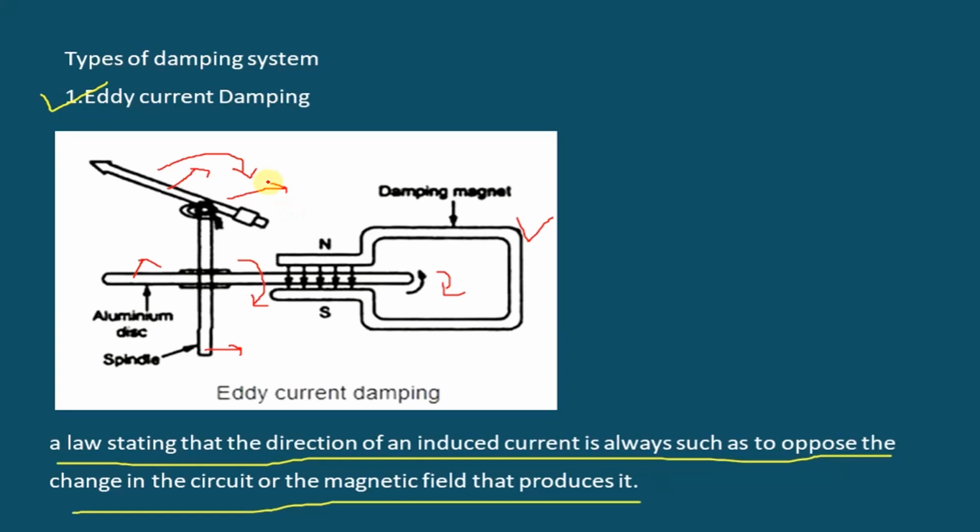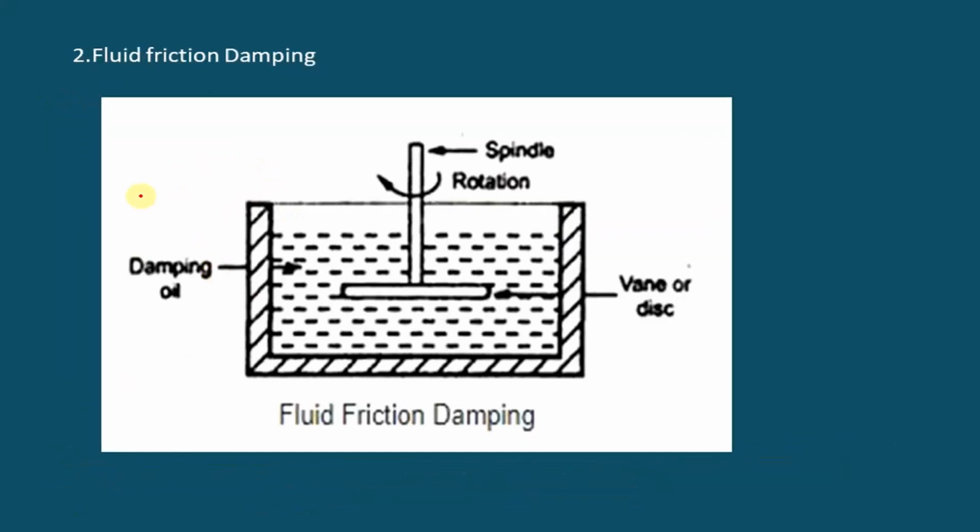Now go to the next type of damping system. This is called the fluid friction damping system. See, this is very simple actually. The spindle is here. A pointer will be connected here. Whenever the pointer moves in clockwise or anti-clockwise direction, the spindle will move. But if the spindle is placed in a liquid which has high viscosity, the spindle will not move. So the pointer will also not move. That is called the damping. So that is called the fluid friction damping system.